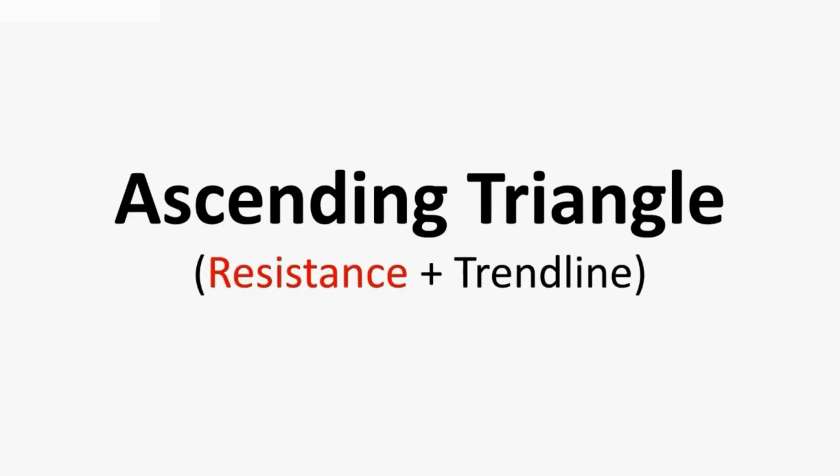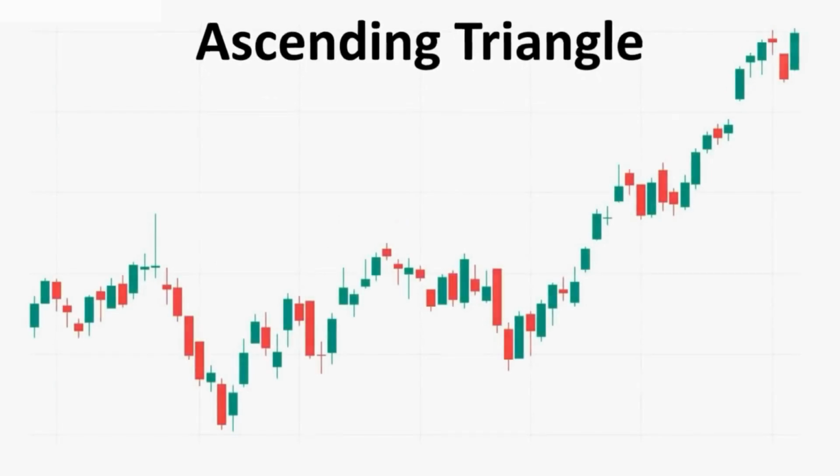Alright, so let's start by understanding the first type of the triangle pattern, which is the ascending triangle. Now this pattern is formed by making use of resistance along with a trend line. And as you can see on the screen, there is a chart where we will be seeing the ascending triangle pattern.